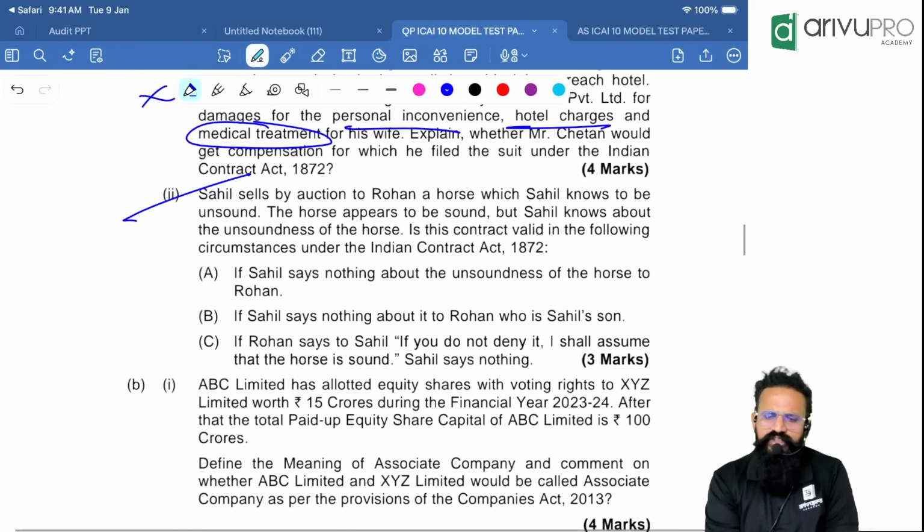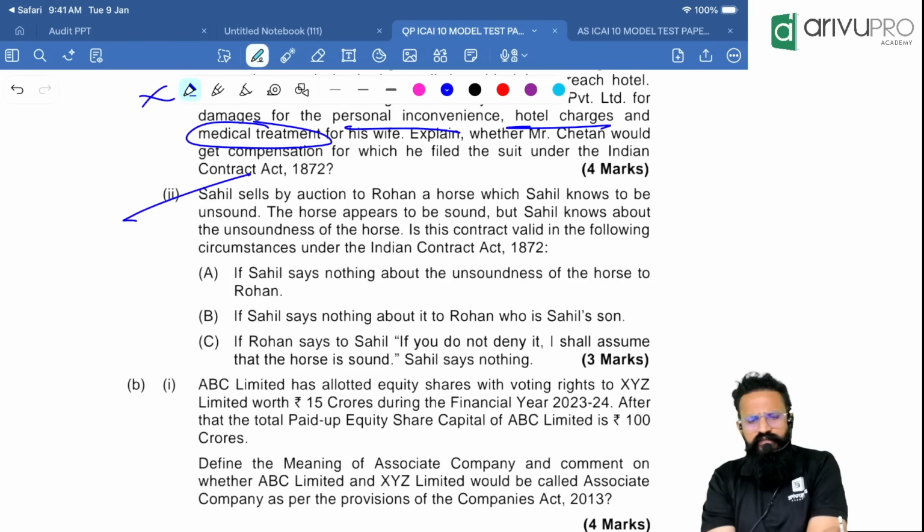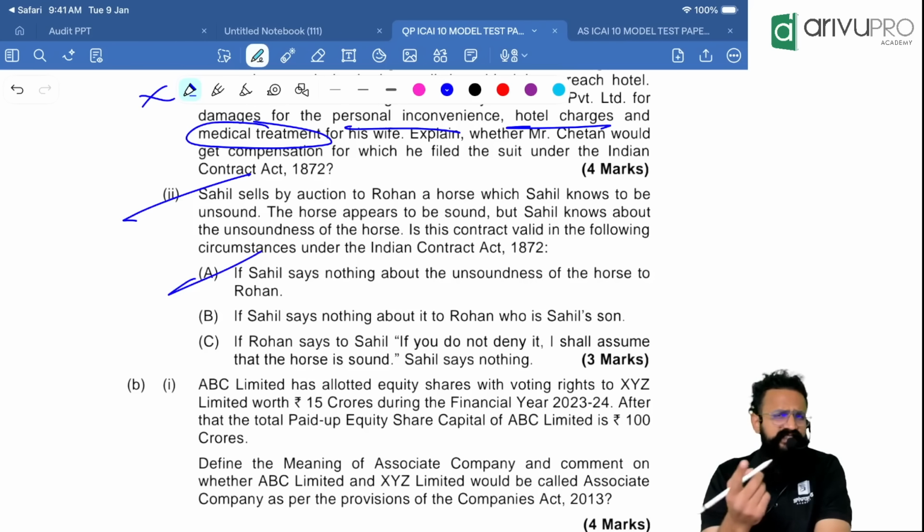Sahil sells by auction to Rohan a horse which Sahil knows to be unsound. The horse appears to be sound, but Sahil knows about the unsoundness of the horse. Is his contract valid in the following circumstances? If Sahil says nothing about the soundness of the horse, is it valid? Answer is yes, because the seller is not liable to disclose any truth. It is the buyer's responsibility to check before you buy.